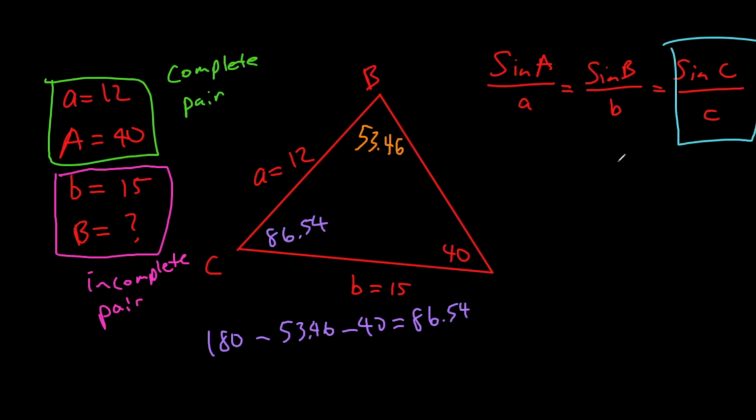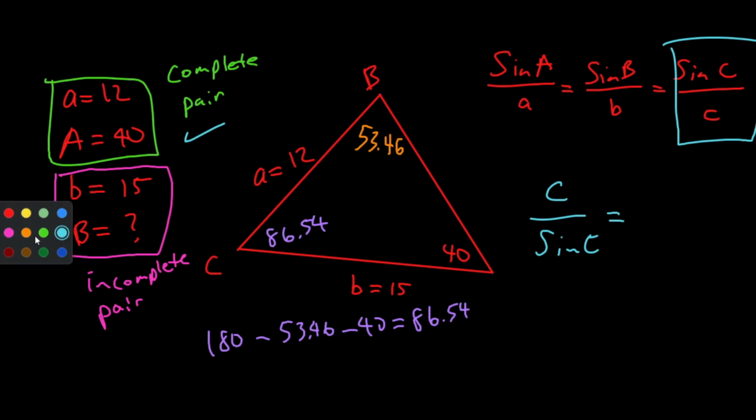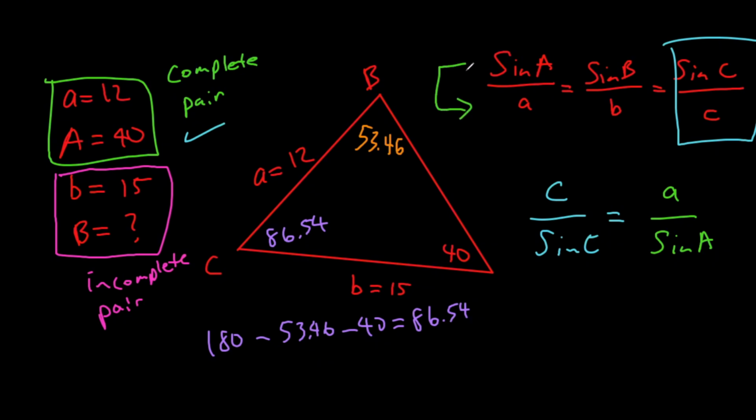We want to put the lowercase c on the top and the sine of capital C on the bottom, and then put any completed pair on the right. In this case, I'm going to stick with the completed pair from before, because it's better to use completed pairs that were given to you in the question than completed pairs that you calculated yourself. So I'm going to put lowercase a on the top and sine of A on the bottom. So keep that in mind. You can flip this equation and it still holds.